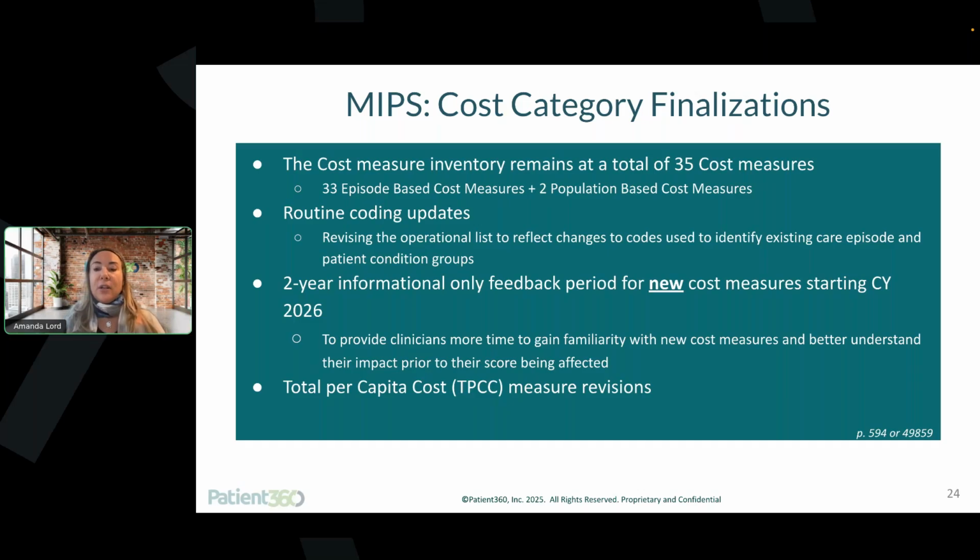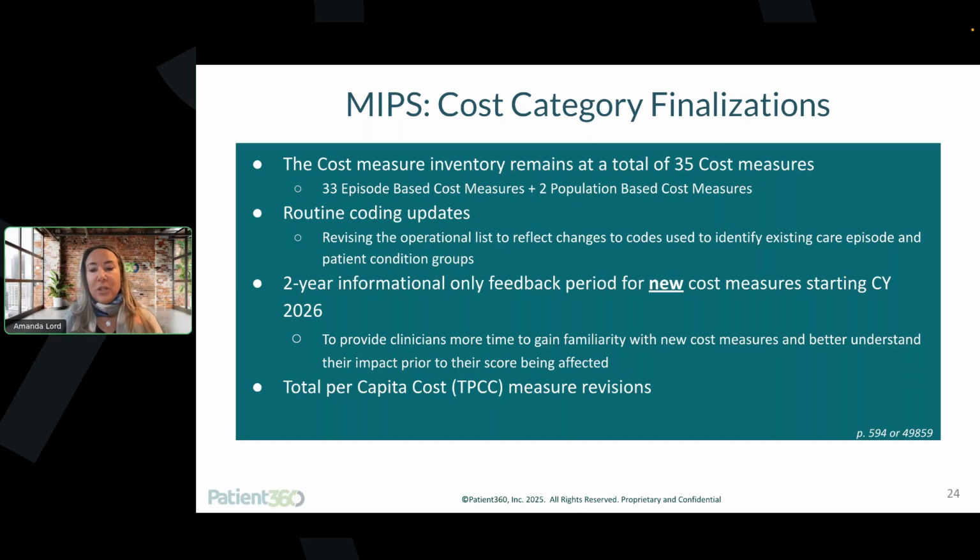CMS did not finalize any new cost measures or remove any existing ones for 2026. So there's a total of 35, with 33 being episode-based and 2 being population-based. The only changes to existing measures were the finalized technical modifications to the total per capita cost, TPCC, measures attribution logic to prevent unfair cost assignment to certain specialty practices.